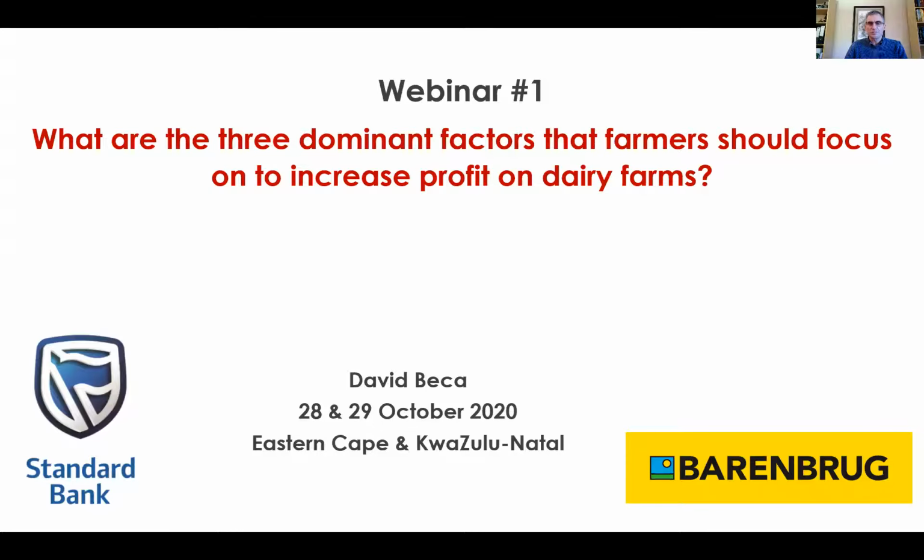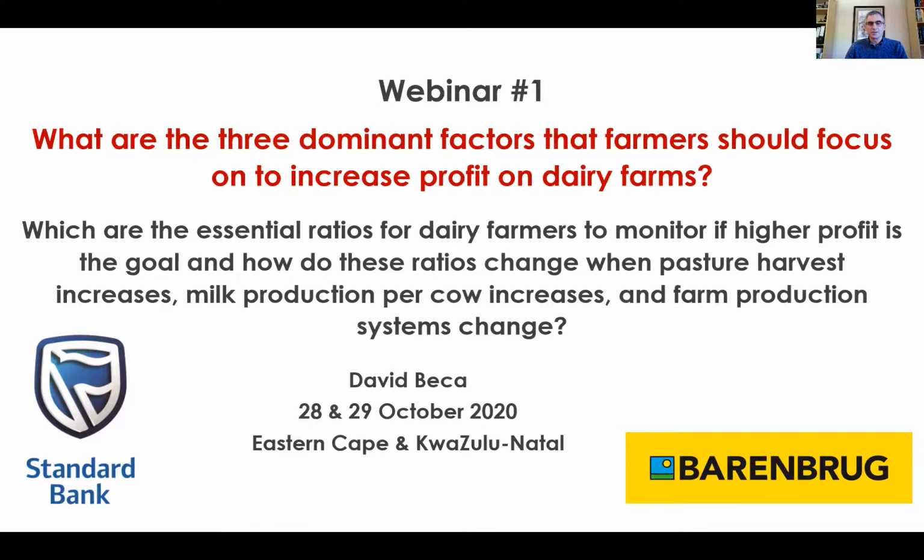The title of this presentation is "What are the three dominant factors that farmers should focus on to increase profit on dairy farms?" The subtext to my presentation is which are the essential ratios for dairy farmers to monitor if higher profit is the goal, and how do these ratios change when pasture harvest increases, milk production per cow increases, and farm production systems change.